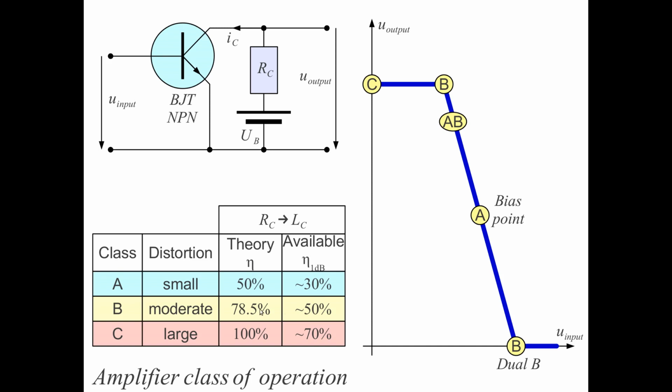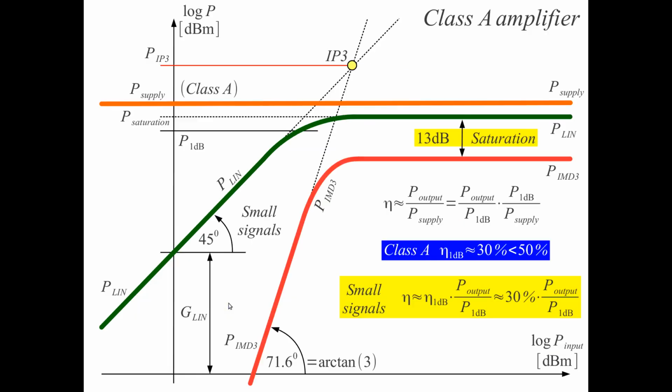This theoretical improvement of efficiency is not that large. Other improvements in Class B are more important. We are going to see that later on. So now let's see why the Class B amplifier is so interesting for us in communication, even though it causes quite a moderate distortion.